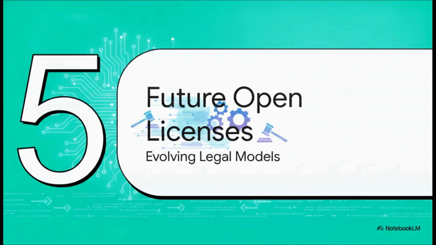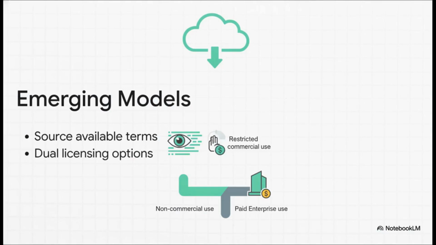Finally, Section 5, Future Open Licenses and Evolving Legal Models. Modern tech and shifting business models are really forcing traditional legal frameworks to evolve. Right now, we are seeing a massive shift toward new emerging license structures. First, we have source available agreements. These still let the public see the code, but they strictly restrict certain commercial uses. Then there's dual licensing, where a product is totally free for non-commercial use, but requires a paid license if you're going to use it at an enterprise level.